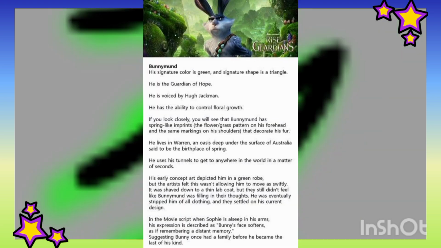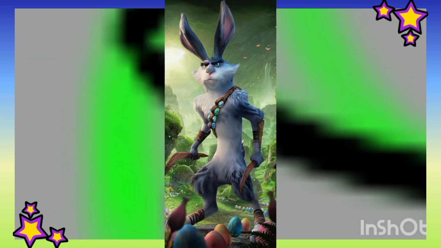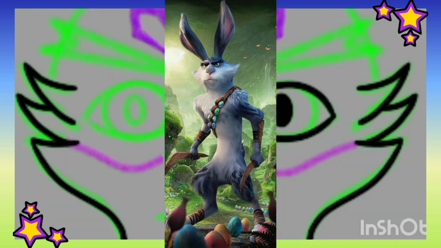So just like Tooth, my main problem with Bunny's design is the fact that his character profile says that his main color is green, despite the fact that he has no green anywhere whatsoever other than his eyes. Even in Tooth, you could argue that she had some purple in her.